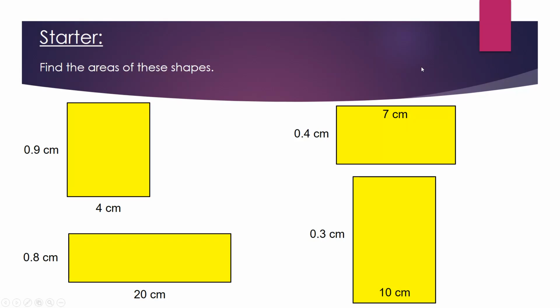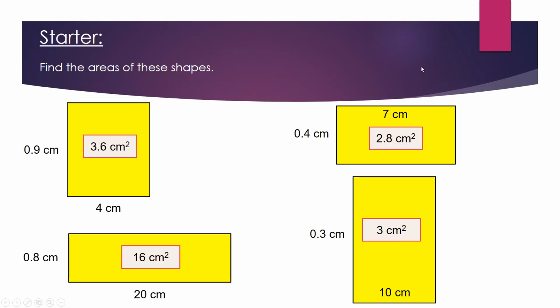Okay, welcome back then. So hopefully you remembered that to find the area of a rectangle, all you're doing is multiplying the length by the width. Okay, so 0.9 times 4 is 3.6, and then the units are centimeters squared, and then so on. Okay, so 0.4 times 7 is 2.8, 0.3 times 10 is 3, 0.8 times 20 is 16.